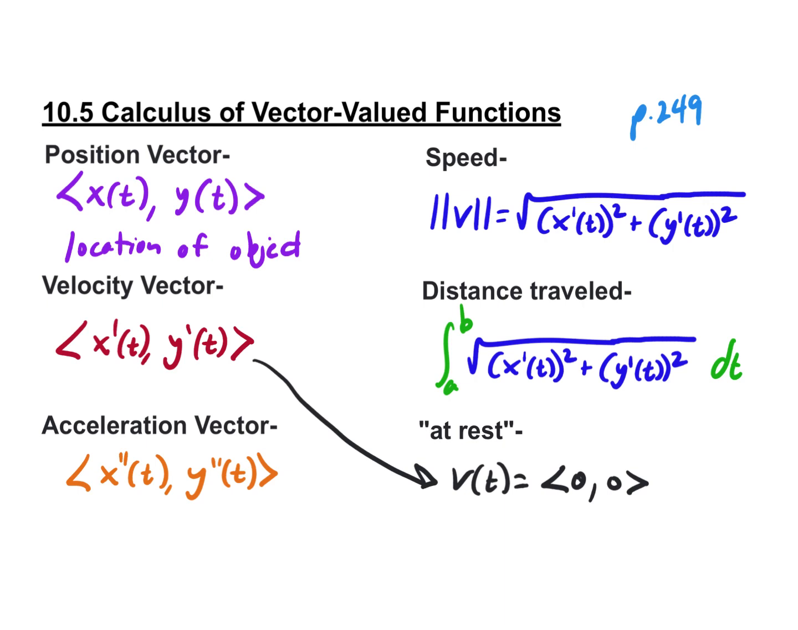So it's really important that when you're doing a problem to determine when is the object at rest, that you're finding out the time when both the derivative of x and the derivative of y equals 0. And they both occur like that. That's an important piece there for at rest.